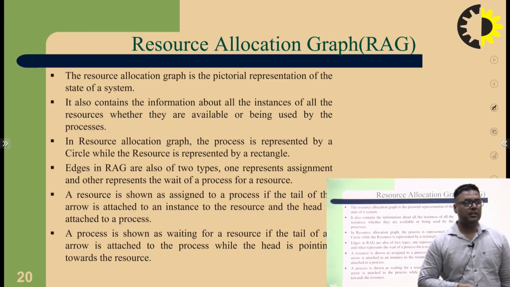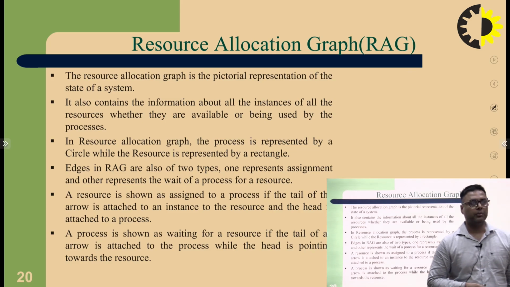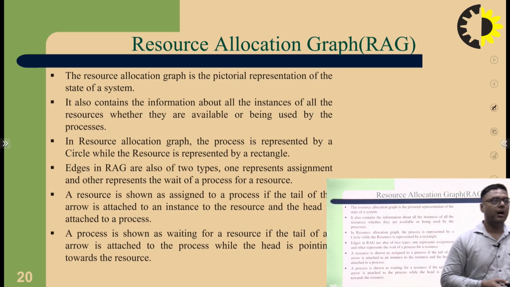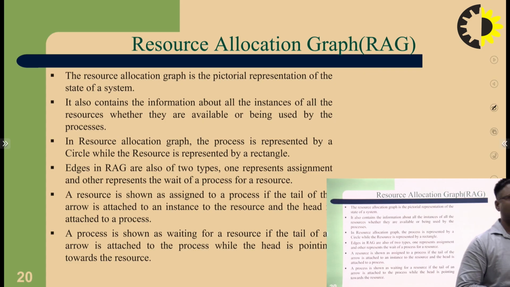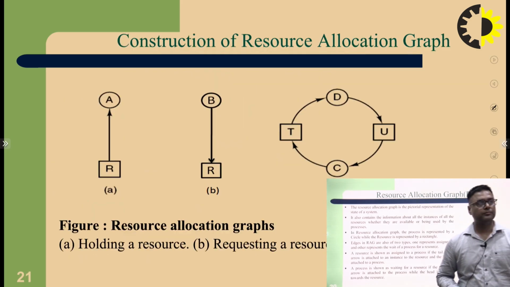Edges in the RAG are also of two types. One represents assignment, another represents the wait of the process for a resource. A resource is shown as assigned to a process if the tail of the arrow is attached to an instance of the resource and the head is attached to a process. A process is shown as waiting for a resource if the tail of an arrow is attached to the process while the head is pointing toward the resource.